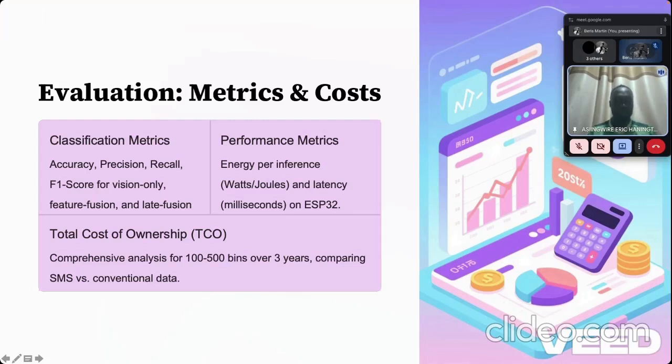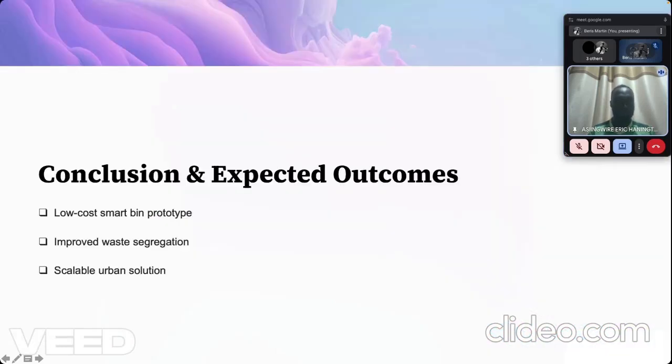Then the total cost of ownership, we're going to provide a long-term financial analysis for scaling the project. The project will be costed for 100 to 500 bins over 3 years, specifically comparing the affordability of SMS-based telemetry against conventional data-heavy communication methods. So that will be our total cost of ownership.